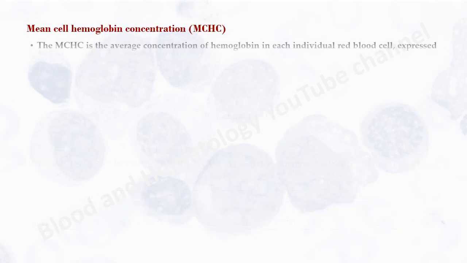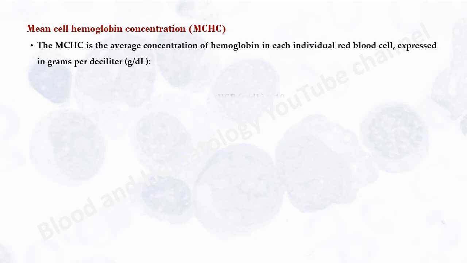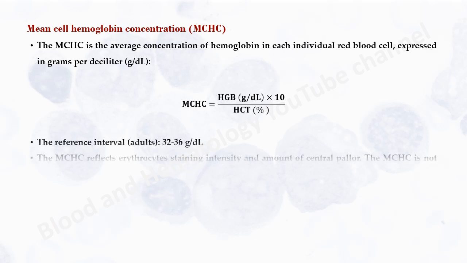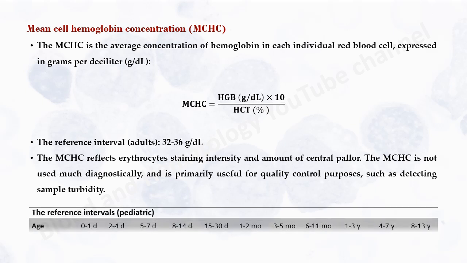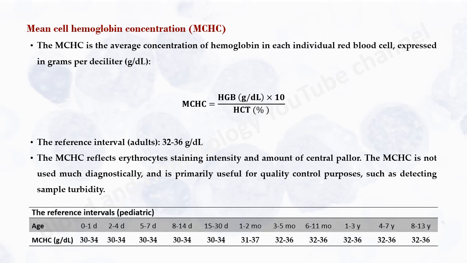The mean cell hemoglobin concentration is the average concentration of hemoglobin in each individual red blood cell, expressed in grams per deciliter. MCHC can be calculated by dividing the hemoglobin by the hematocrit, with a reference interval of 32 to 36 grams per deciliter. The MCHC reflects erythrocyte staining intensity and amount of central pallor. The MCHC is not used much diagnostically, and is primarily useful for quality control purposes, such as detecting sample turbidity.